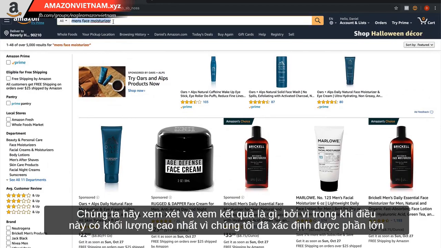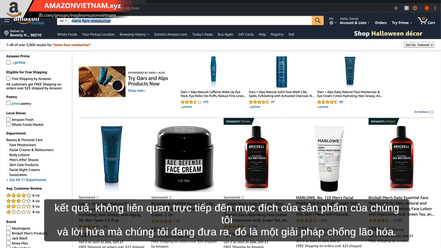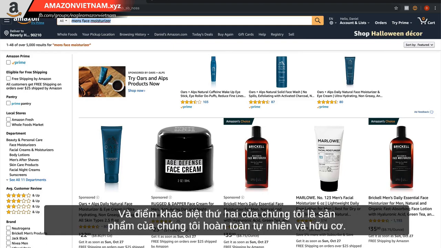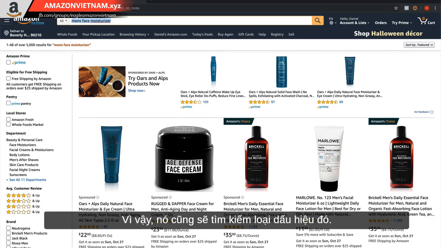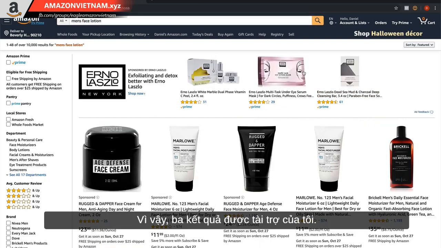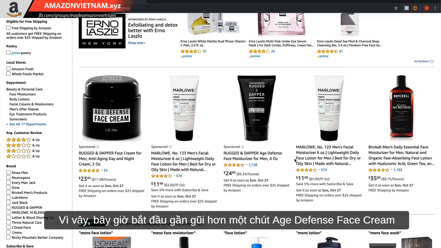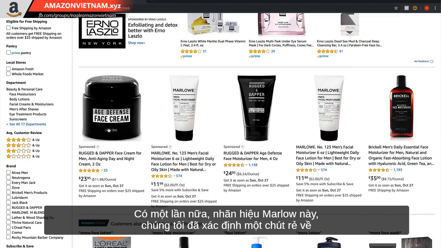Because whilst this has the highest volume, as we've identified, the majority of the results aren't directly relevant to the intent of our product and the promise which we're delivering, which is an anti-aging solution. And our second differentiator is the fact that our product is completely natural and organic. So we'd also be looking for that sort of indication as well. So I'm going to go ahead and search men's face lotion. Okay, so my 3 sponsored results, so I'm now starting to get a bit closer. Age Defense Cream is there again.